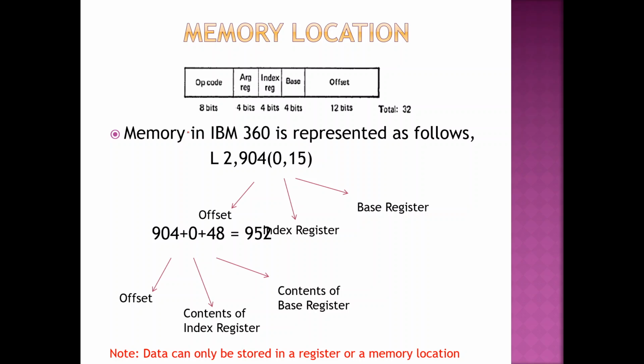So to get my absolute address, I have to add my displacement 904 plus the contents of register 0, which is the index register, plus the contents of the base register, which is register 15. Only when I add all this will I get my absolute address. See here, 904 is the displacement, 0 is your index register value, and 48 is your base register value. So I get 952 as my absolute address. That is why we represent it in this format. Based on this, in our next class we are going to discuss instruction formats.